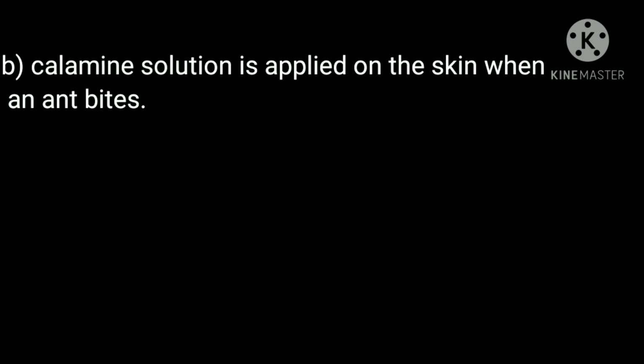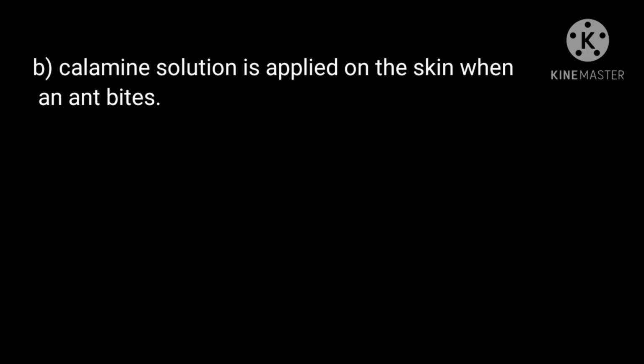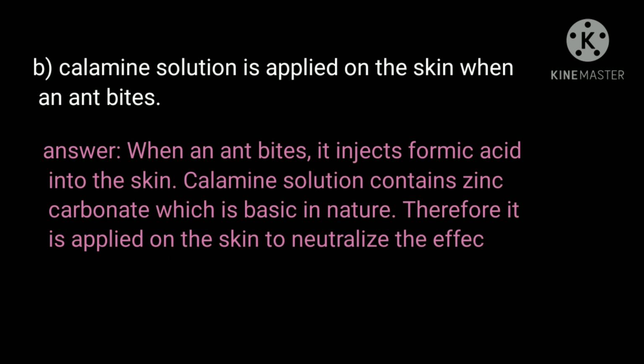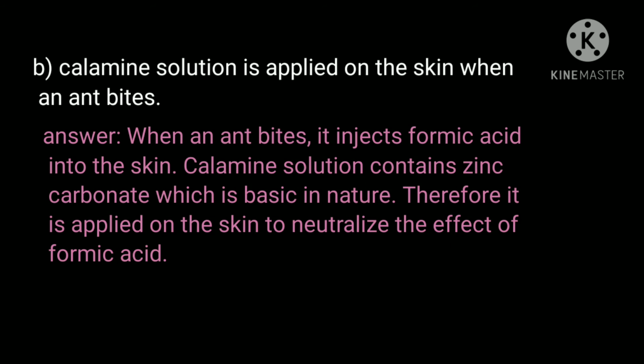Next, question B. Calamine solution is applied on the skin when an ant bites. Answer. When an ant bites, it injects formic acid into the skin. Calamine solution contains zinc carbonate, which is basic in nature. Therefore, it is applied on the skin to neutralize the effect of the formic acid.